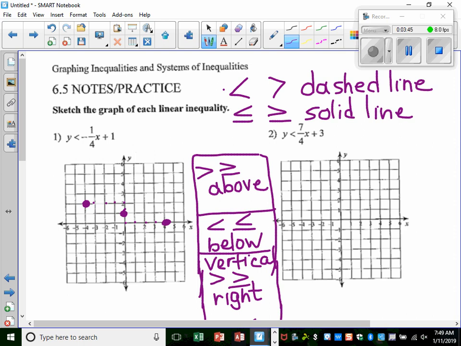Now I have to pay attention. I can't just automatically draw a solid line. And actually, since there's no solid line under the inequality symbol, I make a dashed line. That means you don't connect it, it's just like dashes. All right. So once you do your dashed line, now we have to do the shading. Since it's less than, it says you shade below the line. So then we just shade below the line.